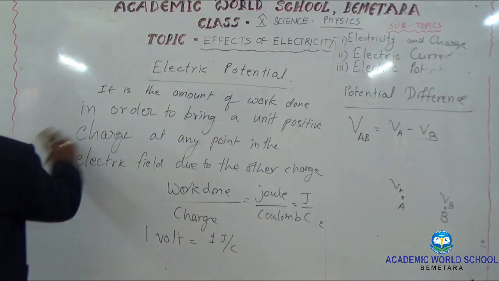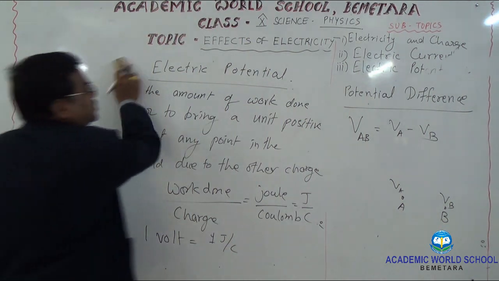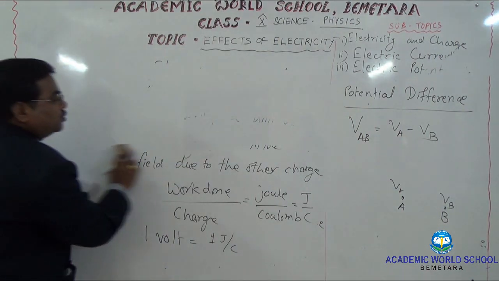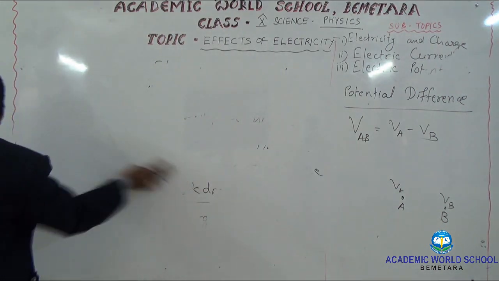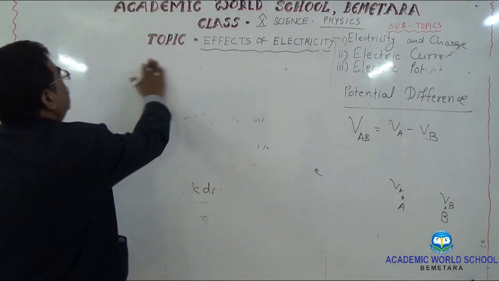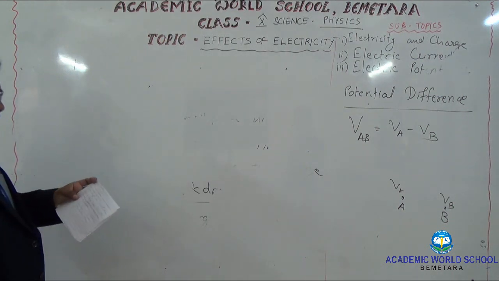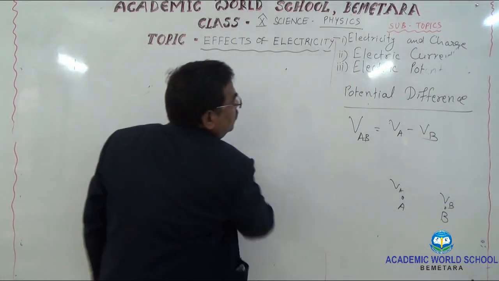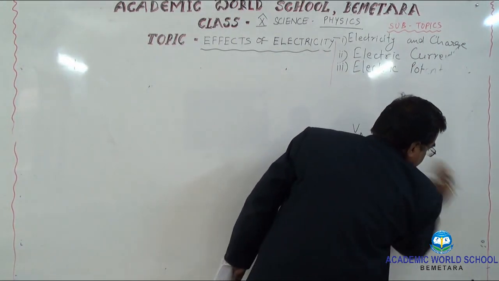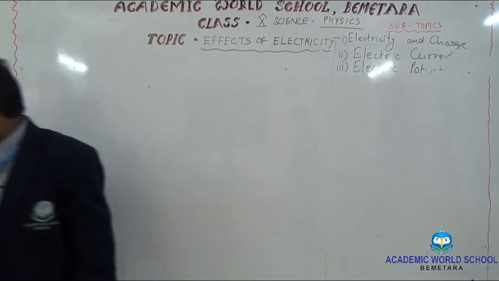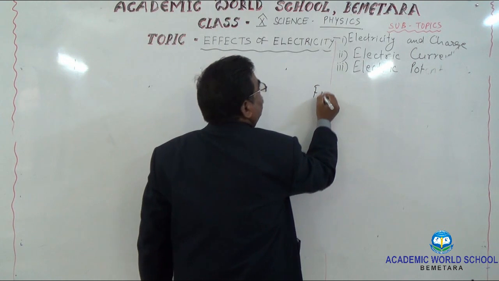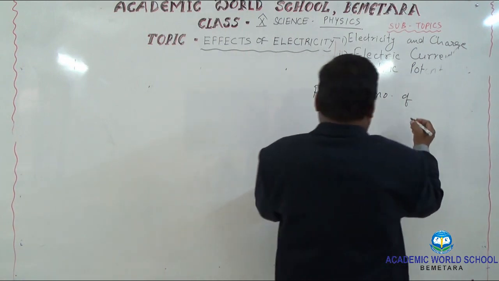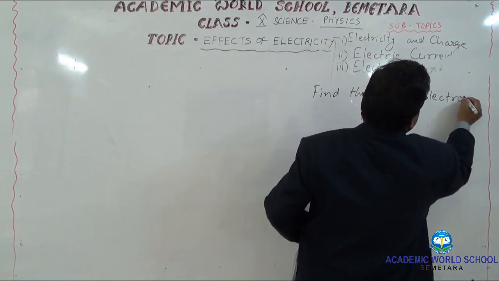Let's solve some questions based on what we have learned today. I have got some questions for you, which I will be solving right here on the board. First question. Find the number of electrons which make 1 coulomb charge.